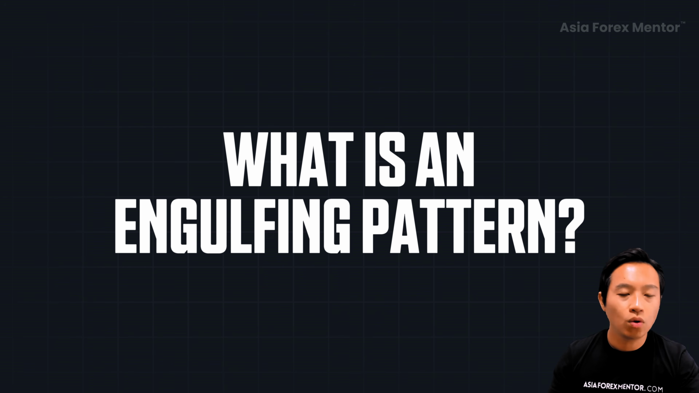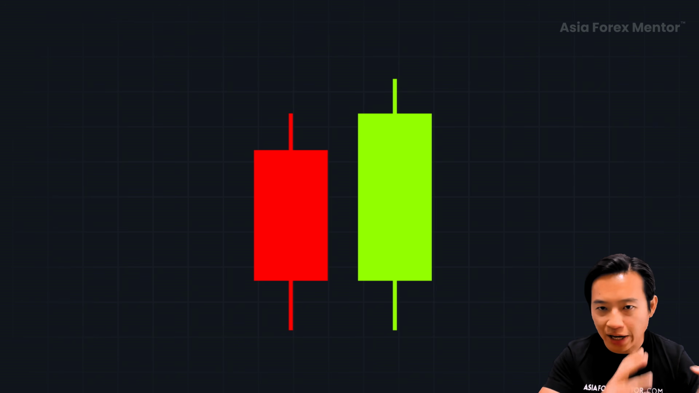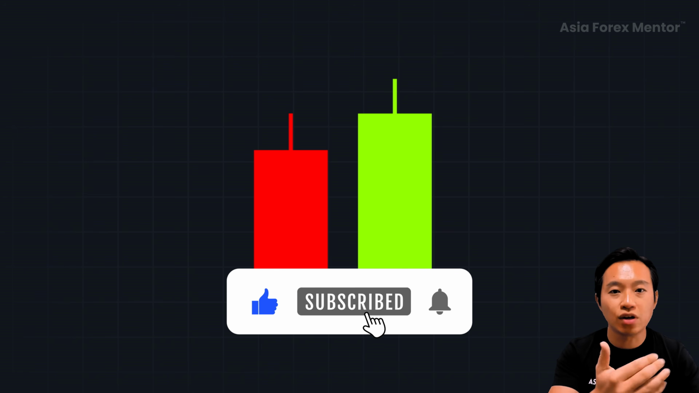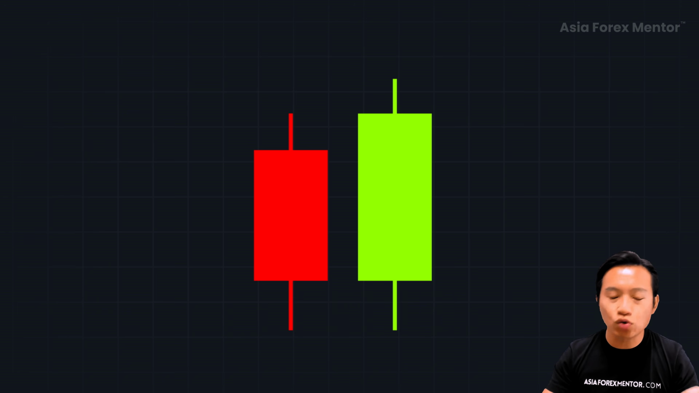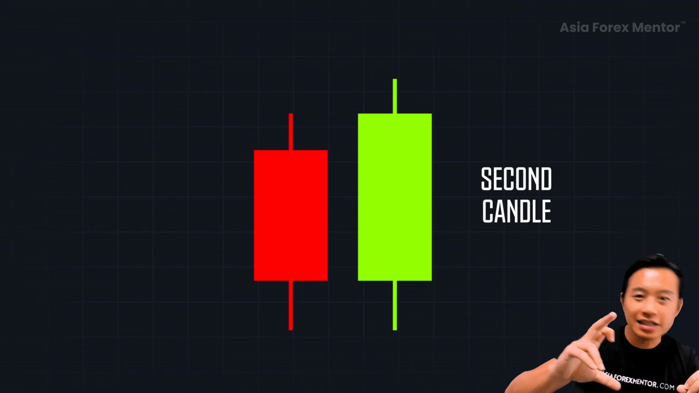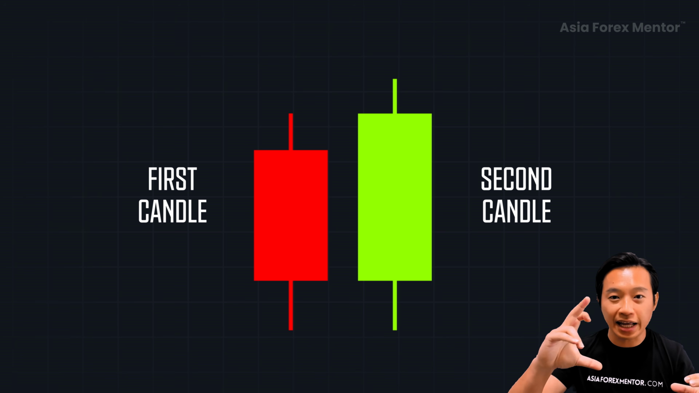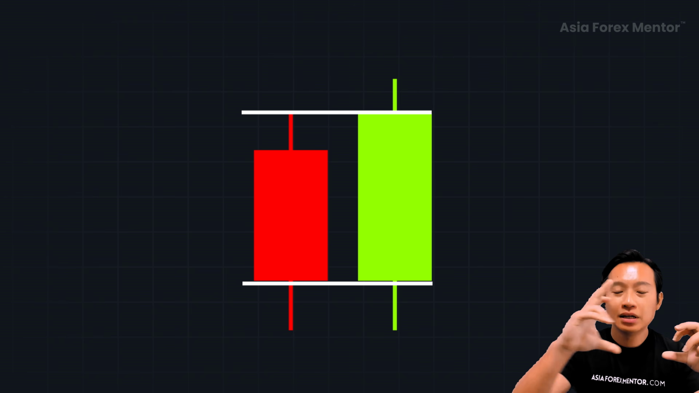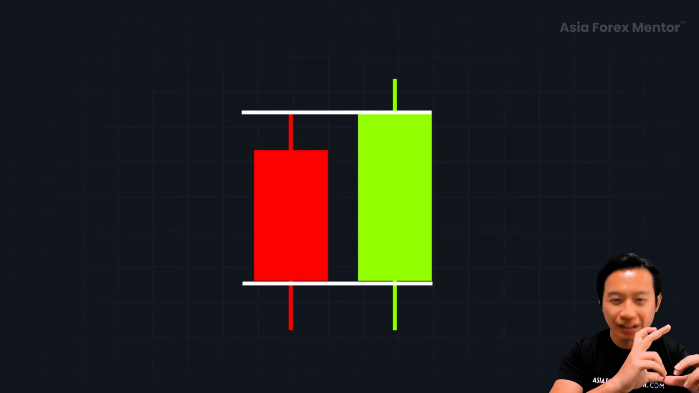First off, what is an engulfing pattern? Let's look at this chart. Instead of regular bars, you see candles. So these candles show the price of whatever asset over a specific period of time. The engulfing pattern is where the second candle is larger than the first one. It's called engulfing because the second candle completely wraps up, swallows up, engulfs, whatever you want to call it, the first one.